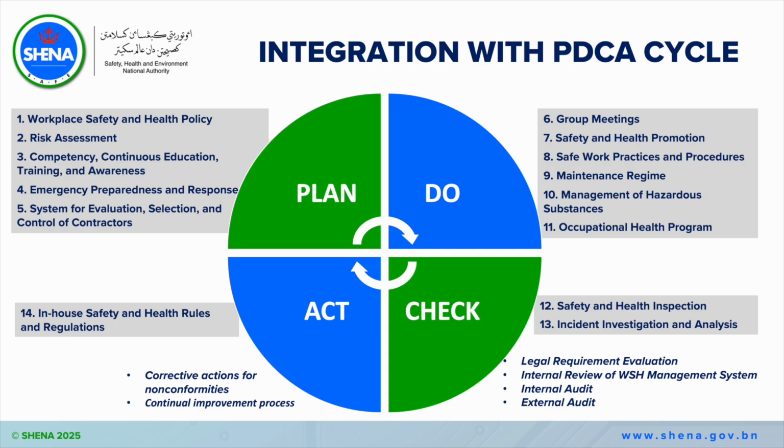The Plan, Do, Check, Act, known as the PDCA cycle, is a core principle behind the continuous improvement of any management system, including the workplace safety health management system. The 14 elements of the safety health management system, as outlined in the Workplace Safety Health General Provision Regulation, can be grouped and aligned with each phase of the PDCA cycle, as illustrated here. By aligning the 14 elements with the PDCA cycle, organizations can systematically implement, evaluate, and refine their workplace safety health practice to ensure ongoing effectiveness and compliance.